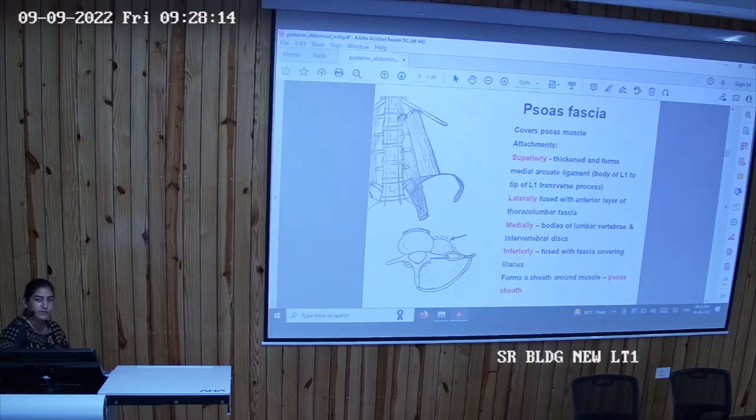Where will it extend? From the thoracic region to the lumbar region. So it has different layers: the thoracolumbar fascia has an anterior layer, middle layer and posterior layer. Then medially it is attached to the bodies of the lumbar vertebrae and the intervertebral discs. So this is a fascia. Then inferiorly it is fused with the fascia covering the iliacus. So the fascia iliaca is the continuation of the psoas fascia, if you can say it in those terms, because it is getting inferiorly attached to the fascia iliaca.